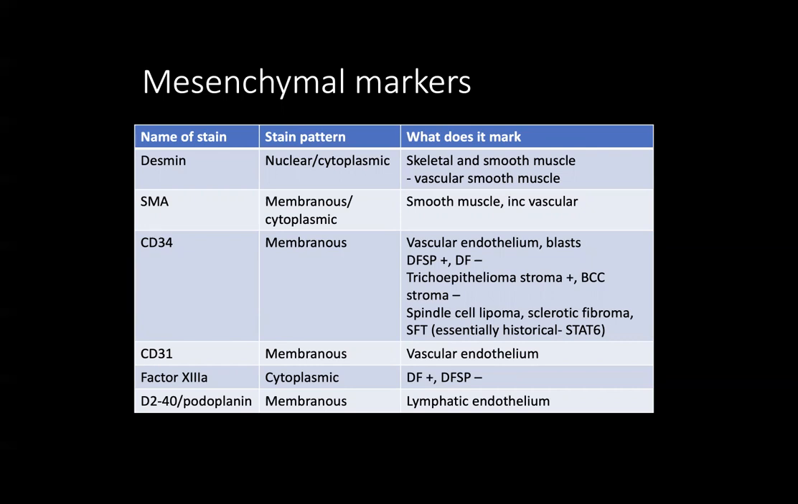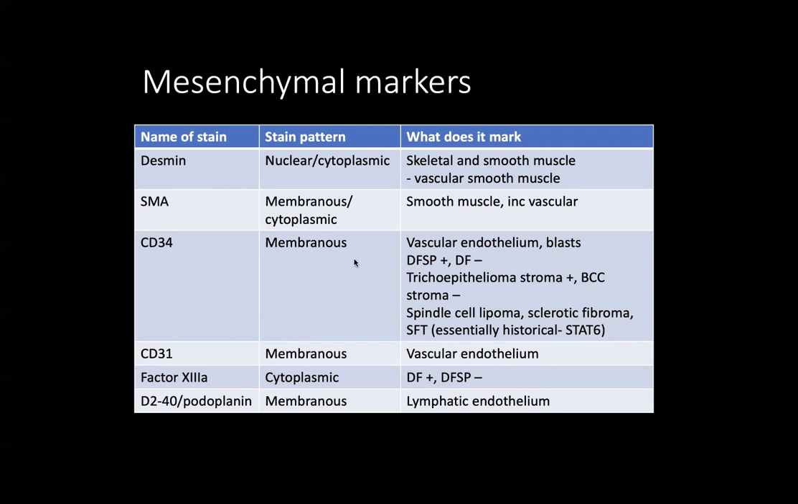SMA is probably the most common stain for looking at mesenchymal or muscular derivation. It can stain membranous and cytoplasmic, and stains smooth muscle, including vasculature. There is an entity called atypical fibroxanthoma, which is usually negative for every stain, and that's how it's diagnosed. But keep in mind that there's a good percentage of atypical fibroxanthomas that stain for SMA. So that's not the perfect stain. I would say desmin's probably a more high yield stain to do when you're trying to rule out smooth muscle differentiation.